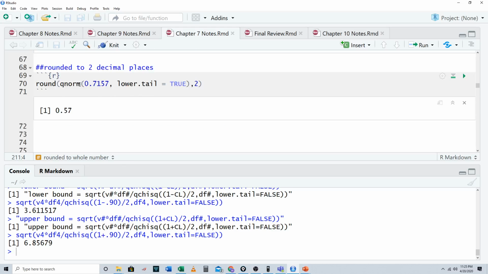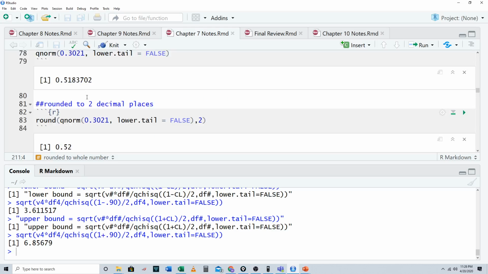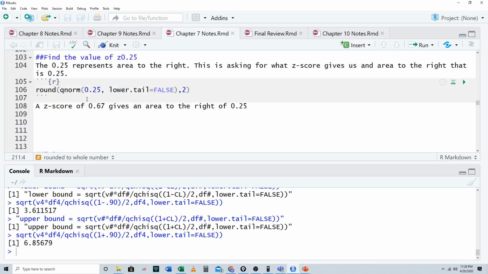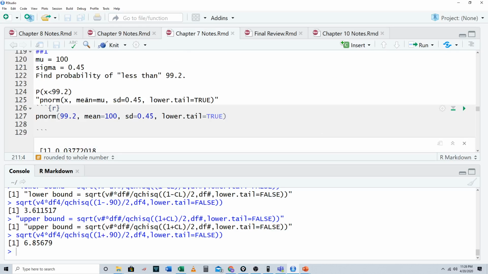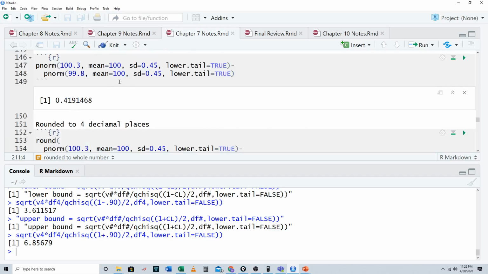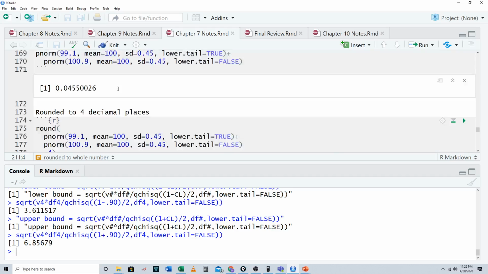Right back here. Okay, so we did finding z, and then we found area, and then we found probability. So basically, chapter 7 was finding probability if we knew what sigma, the standard deviation, was. If we didn't know the standard deviation, we were finding the t-distribution.